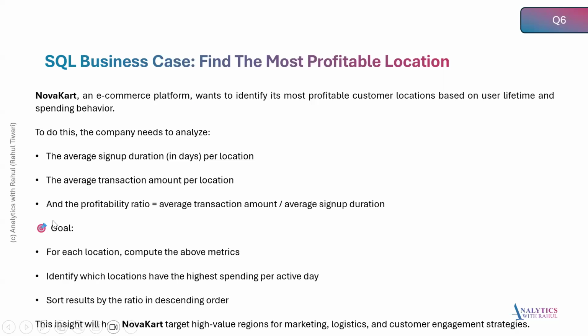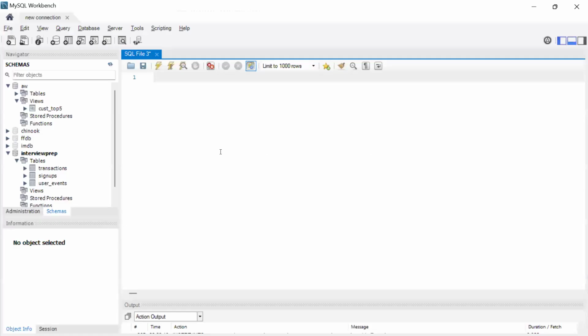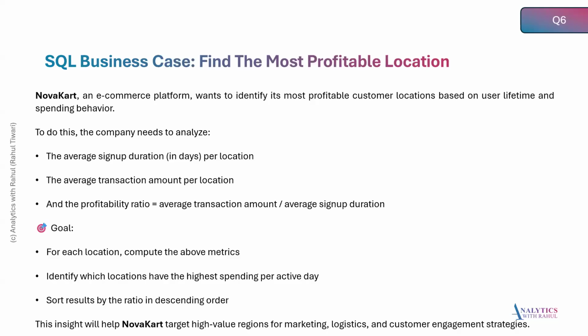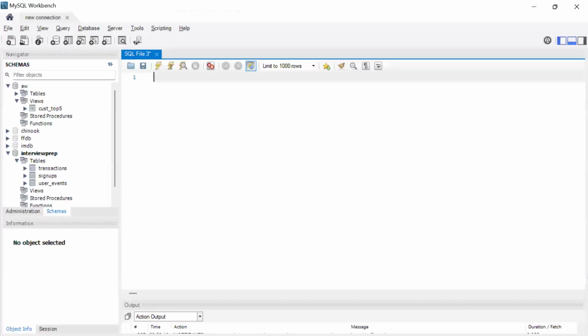Right. So let's go and let's write the query first. Now, if I come back to the problem statement, I want average sign-up duration per location. Right. So the very first step which I will calculate is sign-up duration per user. Then I'll get into the location basis. So my first step will be calculate sign-up duration per user.